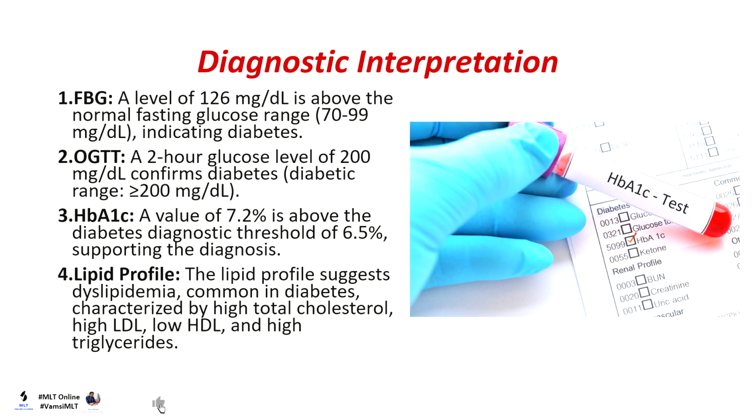Diagnostic interpretation. FBG, a level of 126 mg per deciliter, is above the normal fasting glucose range, 70 to 99 mg/dL, indicating diabetes. OGTT, a 2-hour glucose level of 200 mg per deciliter confirms diabetes, diabetic range greater than or equal to 200 mg per deciliter. HbA1c, a value of 7.2% is above the diabetes diagnostic threshold of 6.5%.